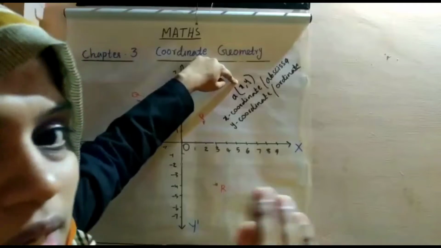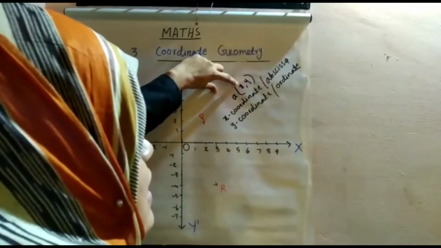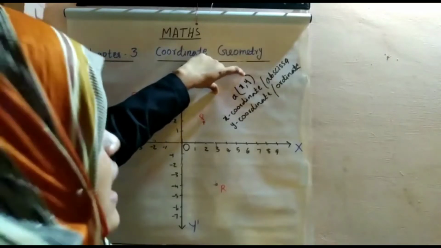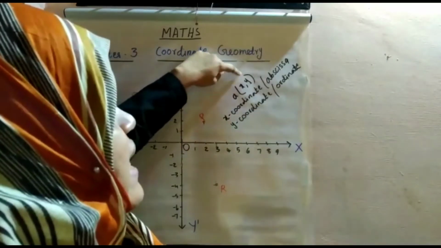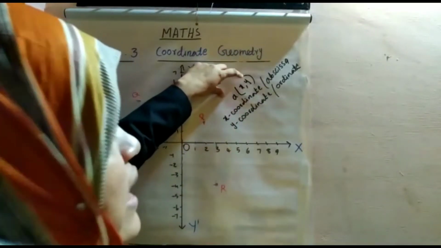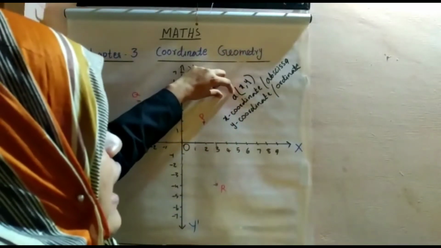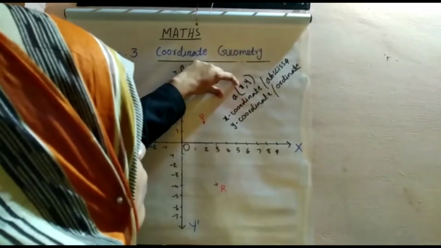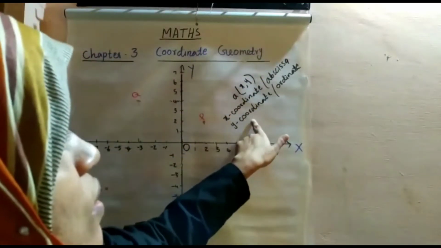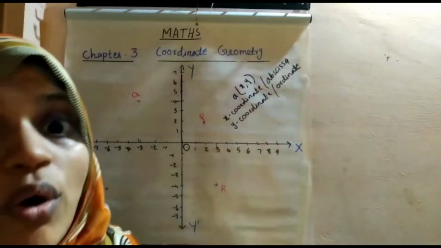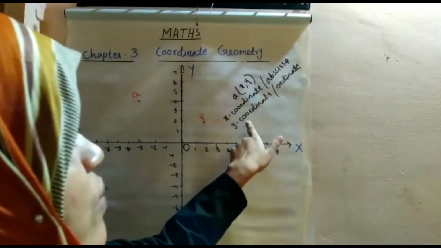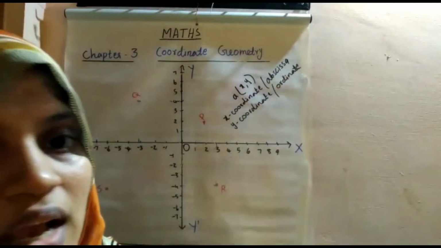There should be this order. That means the first number should be the x value and the second number should be the y value. Okay, y x is not possible. So ordered pair means first the x value, then the y value. For an ordered pair (x, y), the x value is called the x coordinate or abscissa, and the y value is called the y coordinate or ordinate. Okay, x coordinate, another name abscissa; y coordinate, another name ordinate.